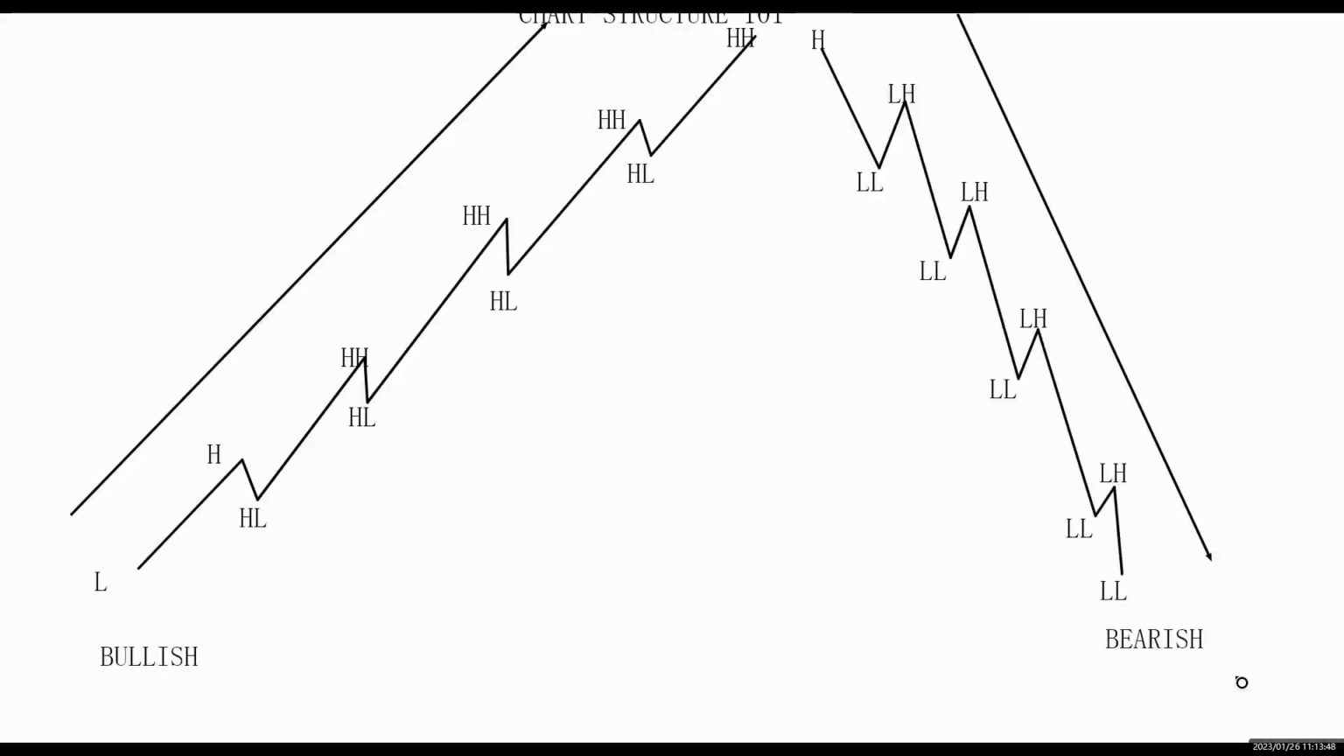So this concept is very simple, right? The next thing we want to understand is how this chart structure changes. When you know how this chart structure changes, then you can know how to use it to find opportunities in the market. So let me draw a bunch of graphical stuff on the whiteboard.